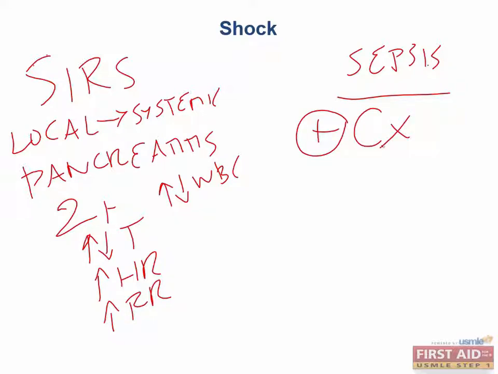One quick high-yield principle before we end. The first sign of shock is always going to be tachycardia. Now, why is tachycardia the first response? Well, if we drop the blood pressure, one of the fastest responses we can do is increase sympathetic activity to make the heart pump faster immediately.